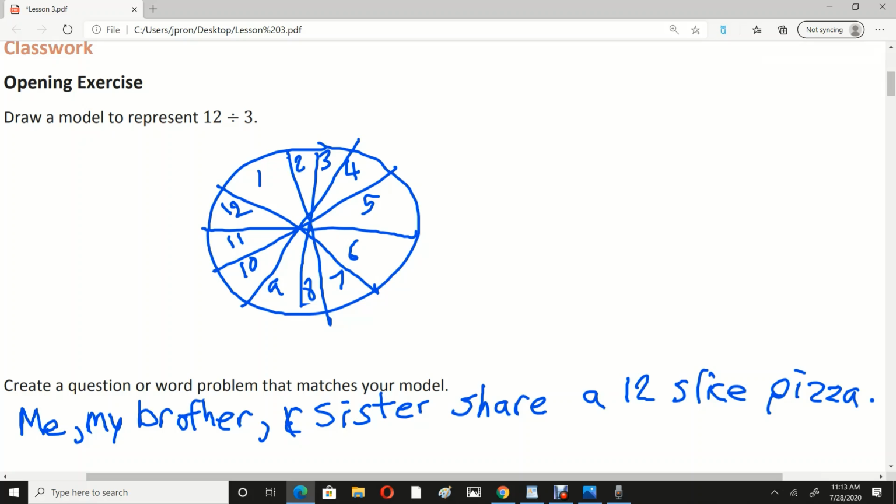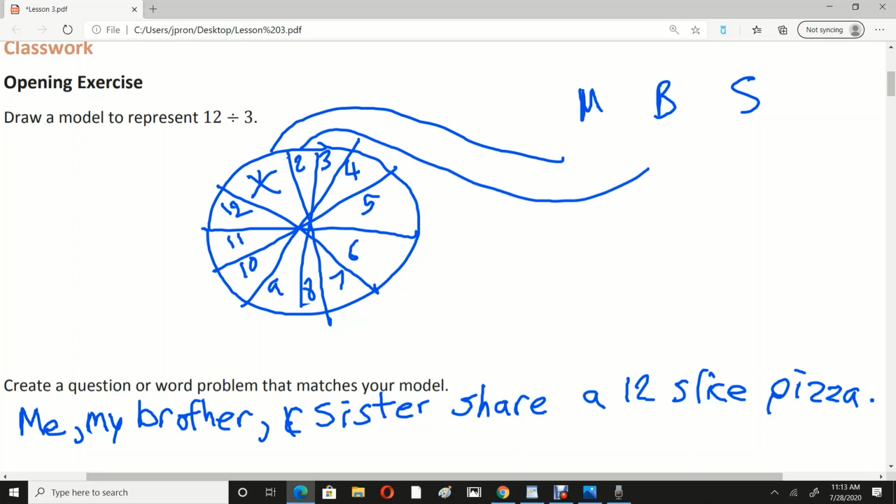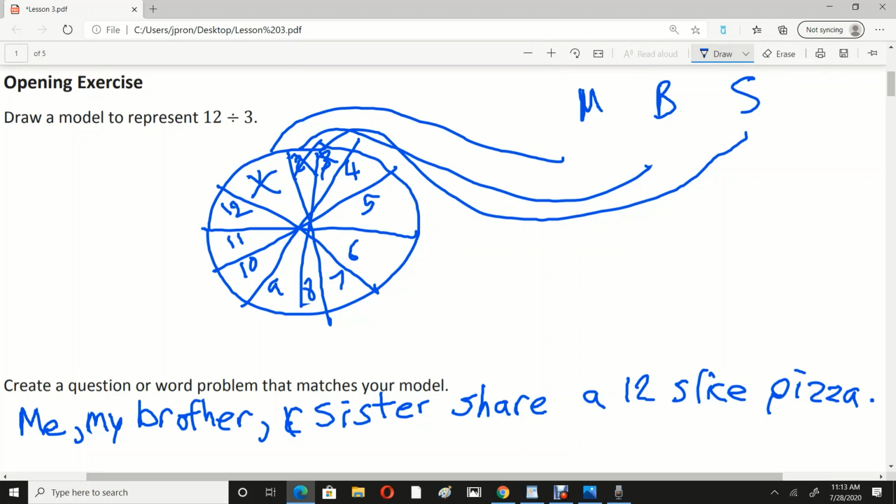All right, so we got me, my brother, and my sister, and I'm just going to start handing out pieces. I get the first one, say my brother gets the second one, and then my sister gets the third one. So we cross that one out. So we each have one right now.